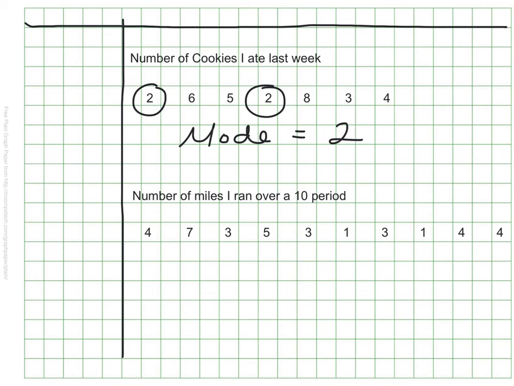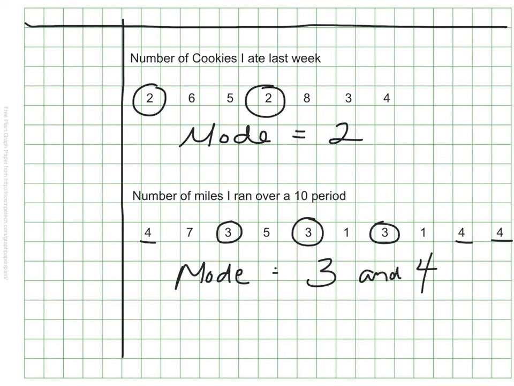Did you notice there were 2 values that were both repeated the same number of times? I noticed that on 3 occasions, I ran 3 miles. But I also, in the last 10 days, ran 4 miles 3 different times. In this case, the mode is both 3 and 4. You can have more than one mode if a number repeats the same amount of times as another value.